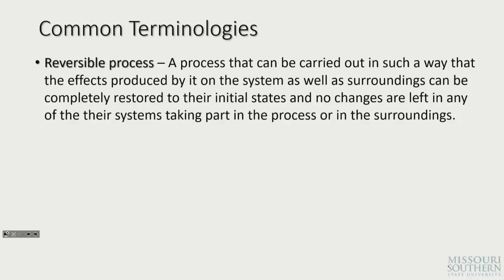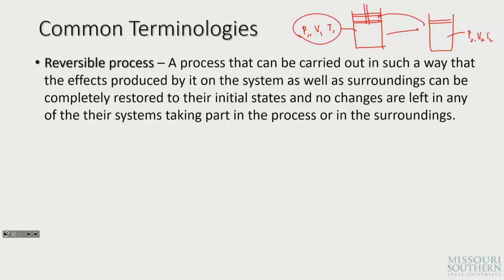So that means if you have a system in some state P1, V1 and T1 and you pull the piston up, now it will be in a different state, P2, V2 and T2. Now if you could somehow take it back to the same state P1, V1 and T1, then this kind of process is called a reversible process.